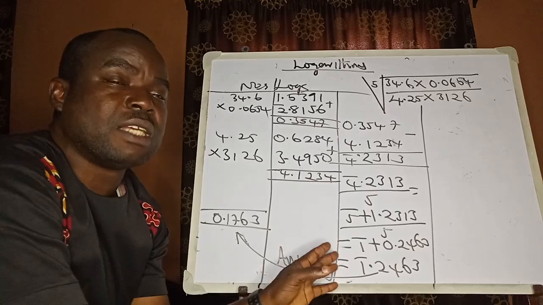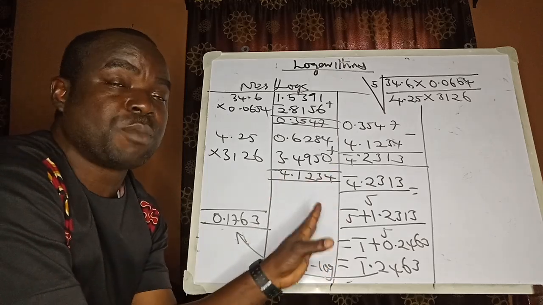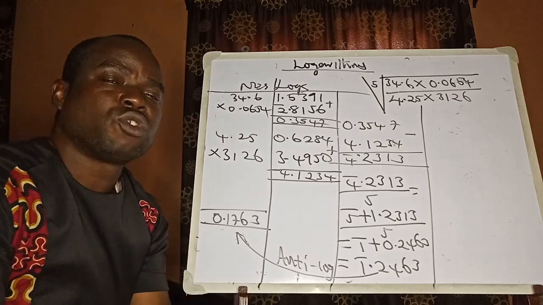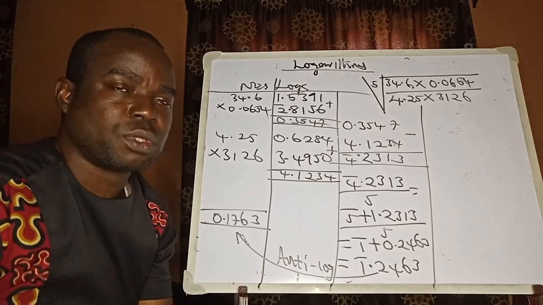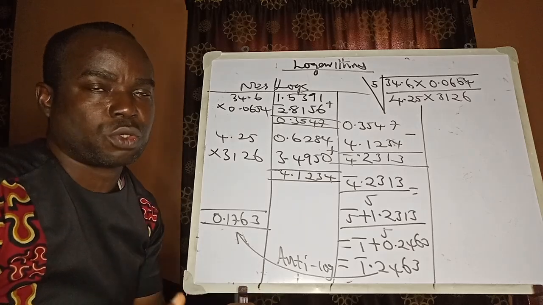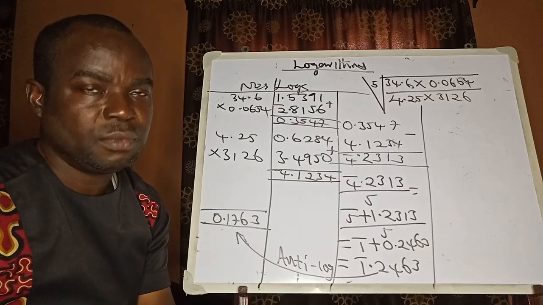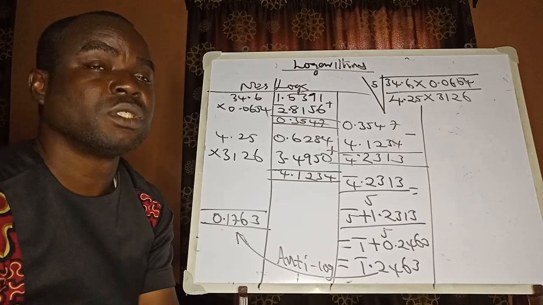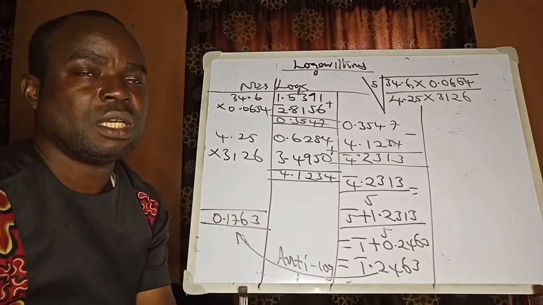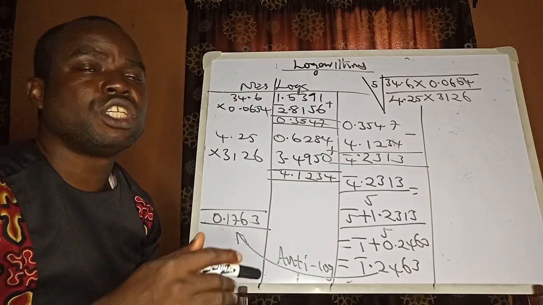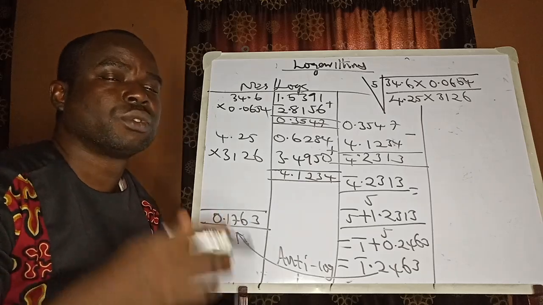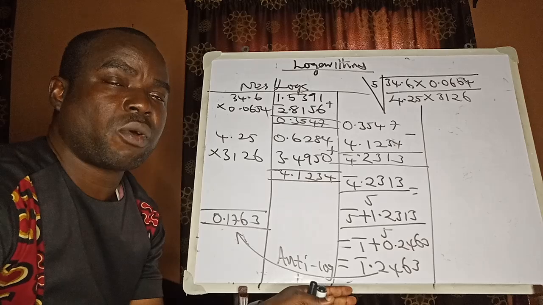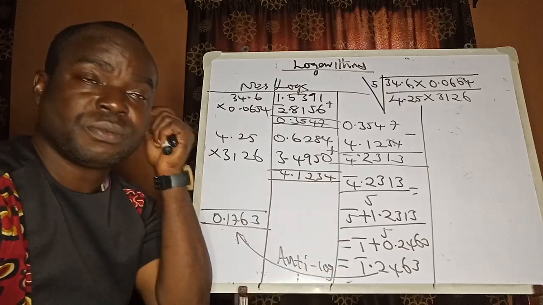So what you're going to do now is use this example I've explained and combine with the other things you have learned in this series. Go and solve questions in your math textbooks under logarithms. If you see multiplication, you add. If you see division, you subtract. If you see power, you multiply. And if you see root, what do you do? Divide.